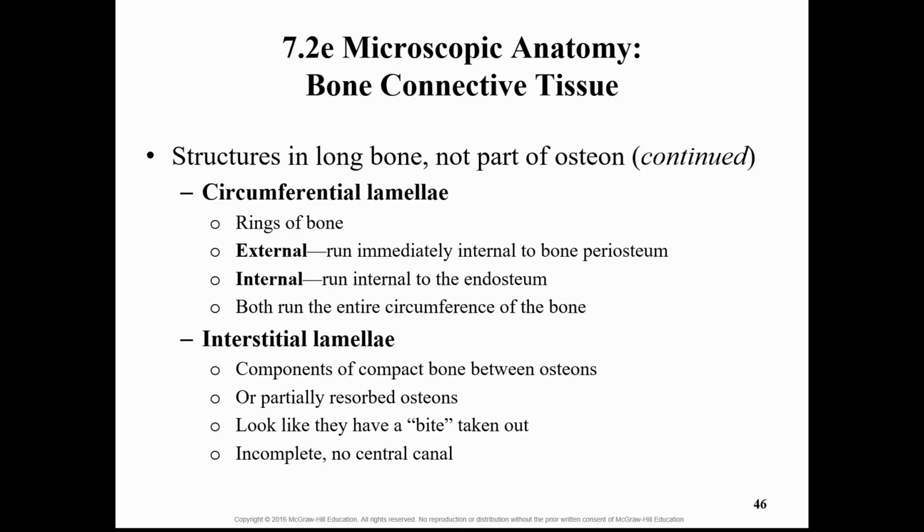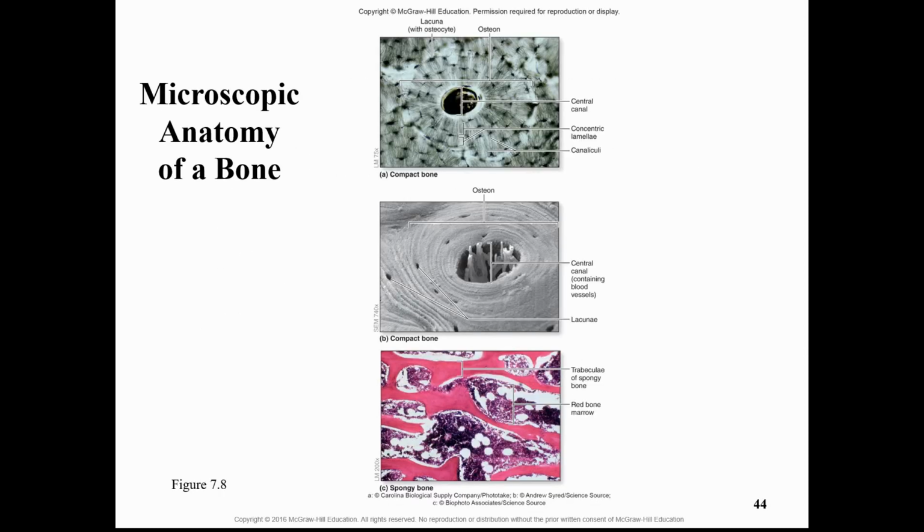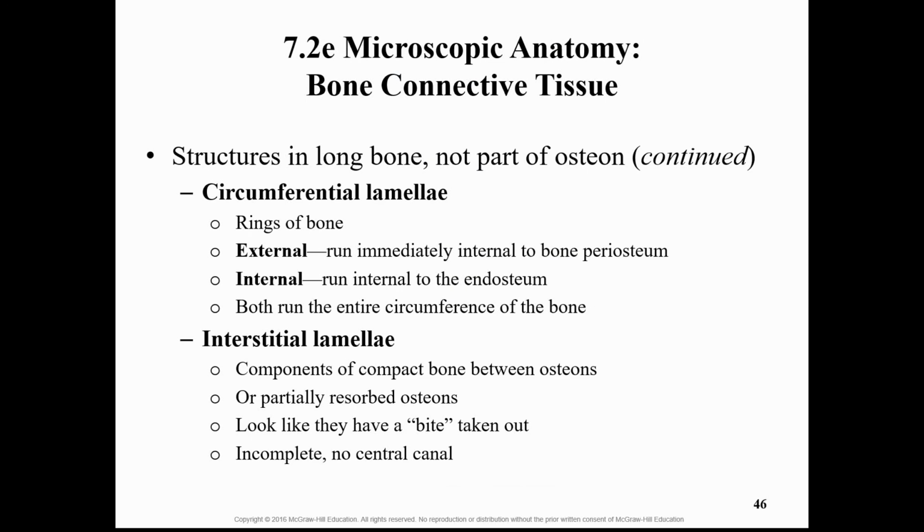Now, when we look at an osteon, there's circumferential lamellae. So let's go back to here. You see these little rings all over the place? These are the circumferential lamellae. And then here we have a little bit of interstitial lamellae. The circumferential lamellae are little rings of bone. The interstitial lamellae are just really old osteons that have been partially eaten out.